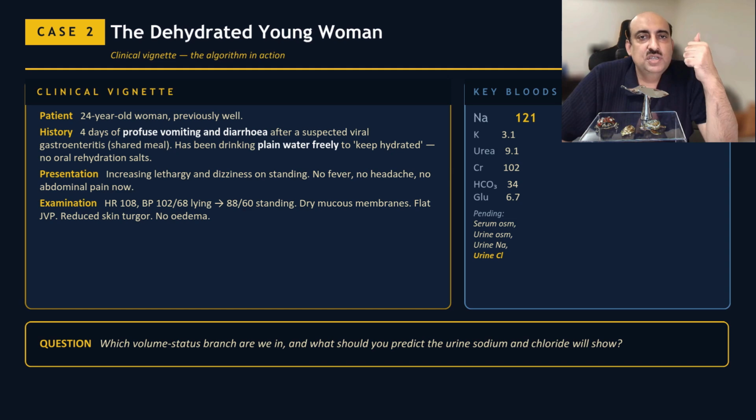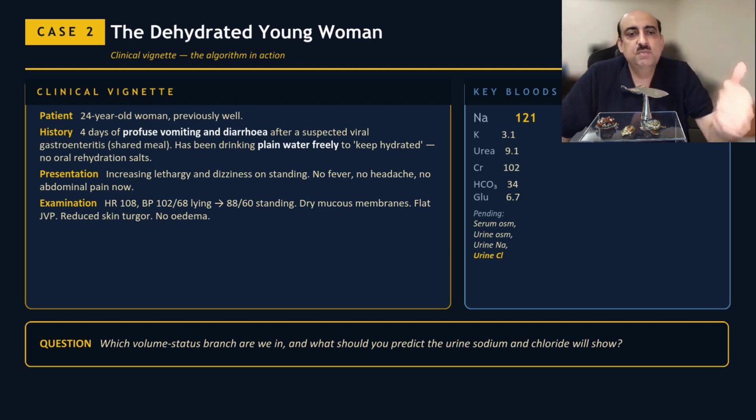On clinical examination, she's tachycardic at 108 beats per minute, with a postural drop of nearly 15 to 20 millimeters of mercury. She has dry oral mucosa, flat JVP, and reduced skin turgor, all indicative of dehydration. Her labs reveal a serum sodium of 121 millimoles per liter, potassium 3.1, urea 9, creatinine 102 micromoles per liter. Both of them are raised, and all these parameters are consistent with pre-renal AKI. Her serum bicarbonate is 34 millimoles per liter. Normal is 22 to 28, so that's raised, suggestive of alkalosis from vomiting.